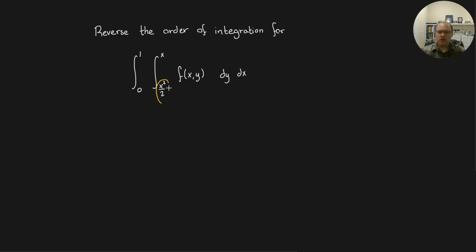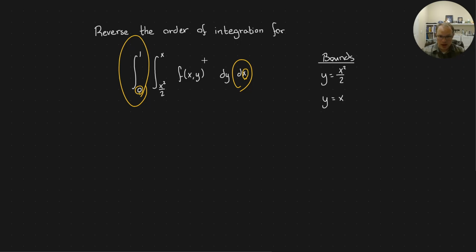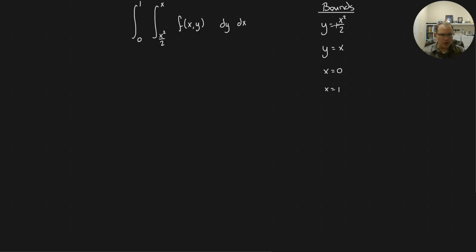Okay, so let's start by taking our current limits and sketching a region with them. These current limits tell us the bounds. We want y to go from x squared over 2 to x. So our current bounds are y equals x squared over 2 and y equals x. And then our outer integral, the bounds are x equals 0 and x equals 1. So let's graph the region with these boundaries.